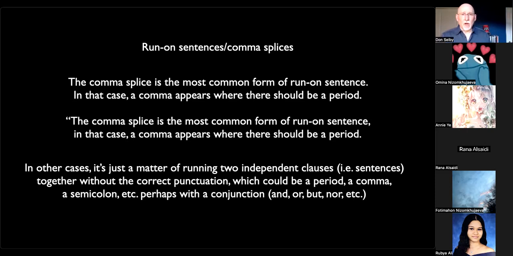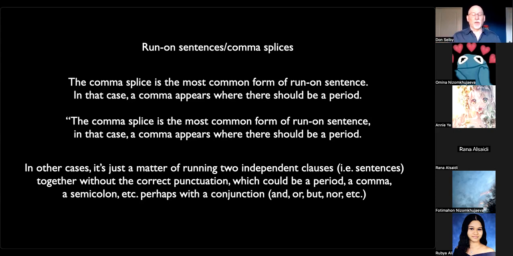And typically, you can fix that with proper punctuation and the addition of a conjunction, a word like and or but or nor. So you can imagine then in the first case, if I were to say the comma splice is the most common form of run-on sentence, comma, and in that case, a comma appears where there should be a period, then you can see, okay, yeah, that's a perfectly good sentence, right? Because we added the word and, it's fine, it works.